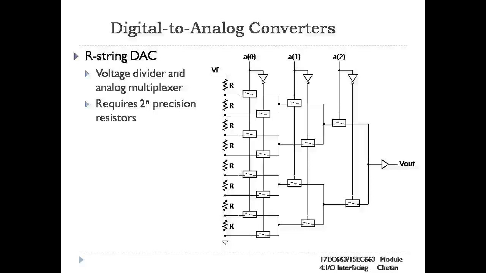R-string DAC contains a voltage divider formed with precision resistors. The binary encoded digital input is used to drive a multiplexer formed from analog switches, selecting the voltage corresponding to the encoded number. The selected voltage is buffered using a unity gain analog amplifier to drive the final output voltage. This requires 2 to the power n precision resistors. This is impractical for DACs with more than 8 to 10 input bits. This is one of the limitations.